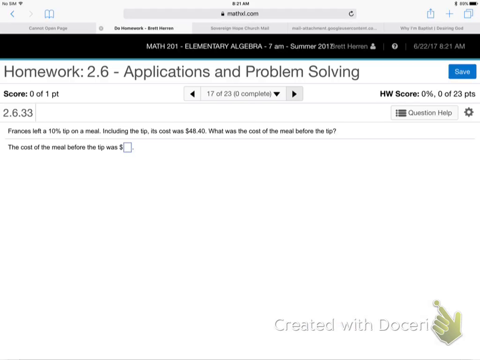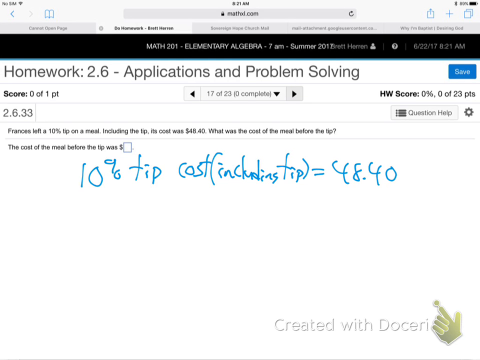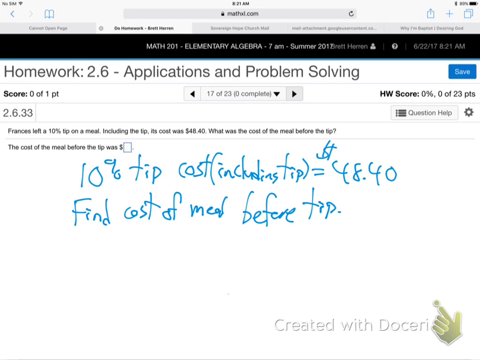I'm giving you a bunch of these percent increase, percent decrease problems. So there it is. A 10% tip. Cost including tip, bless you, was 48.40. Find the cost of the meal before the tip.